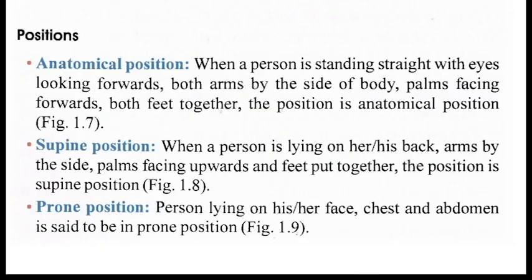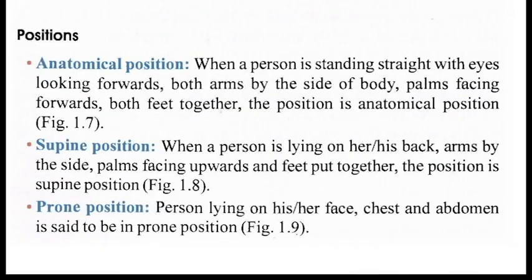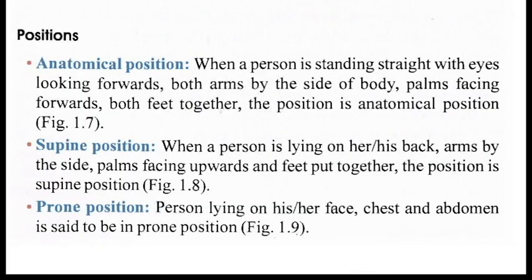Supine position. In simple terms, this is the state of lying flat on one's back. Posture, lying face up. Arms, placed at the sides. Palms, facing upward, towards the sky. Legs, kept together.